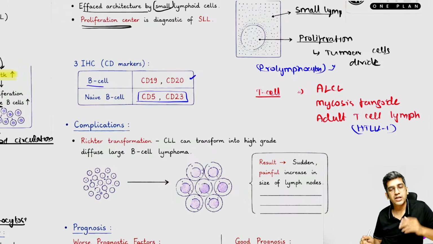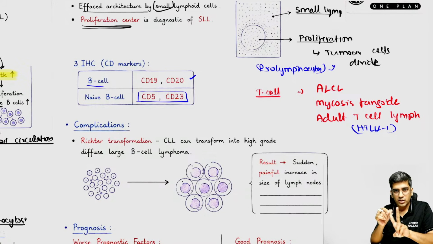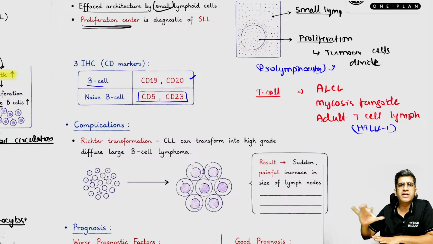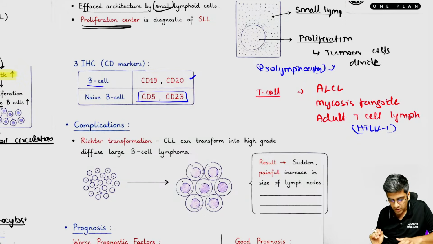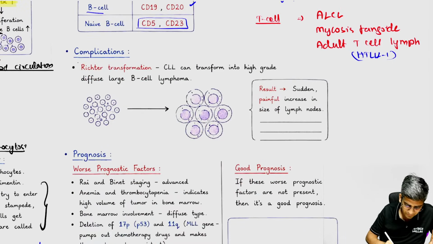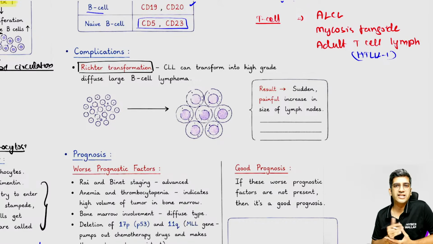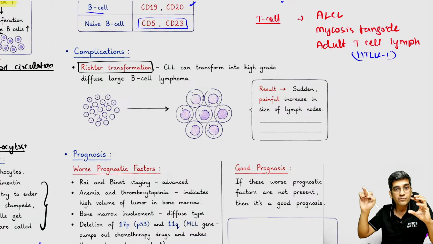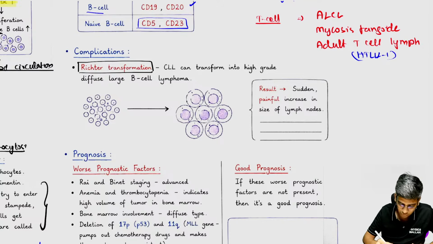After confirmation, two things are a must: complications and prognostic factors. Even if you don't remember everything, at least some is required, right? So one complication, this can come in an MCQ, you should remember is Richter's transformation. CLL is a low-grade lymphoma, small lymphoid and a low-grade lymphoma, which can become a high-grade lymphoma, that is DLBCL, diffuse large B-cell lymphoma, right? It can become a large B-cell lymphoma.